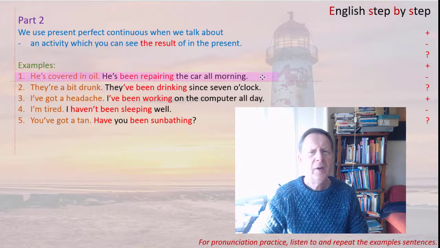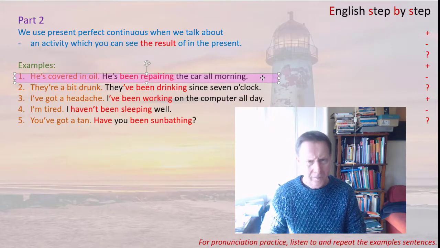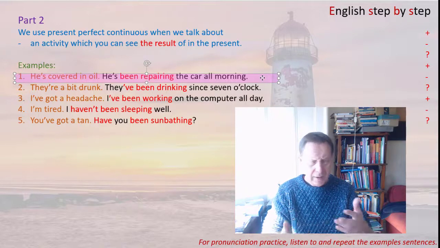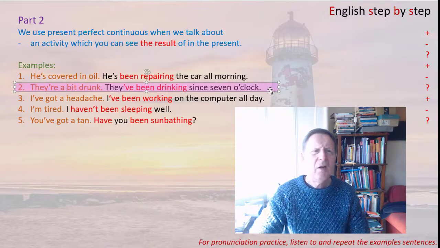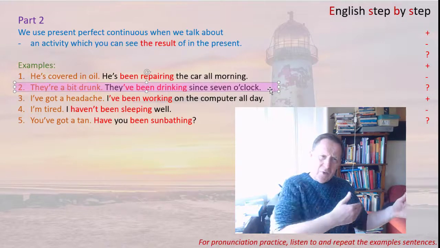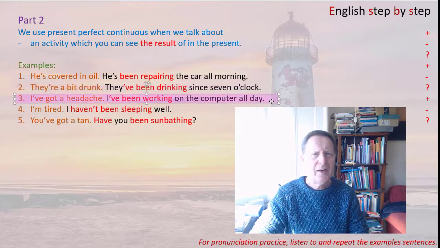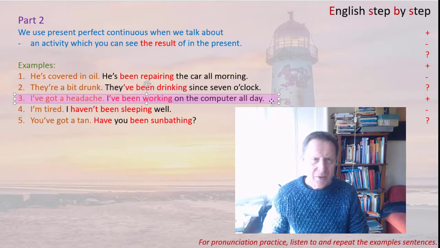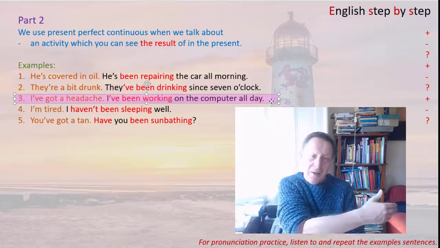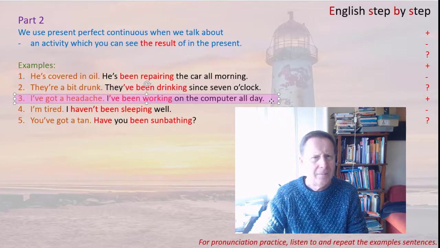For example, number 1, he's covered in oil. He's been repairing the car all morning. So there's the evidence. He's covered in oil. Number 2, they're a bit drunk. They've been drinking since 7 o'clock. So this activity continued and we can see the result in the present. Example 3, I've got a headache. I've been working on the computer all day. So the result is, during this period of time, the result is I've got a headache.